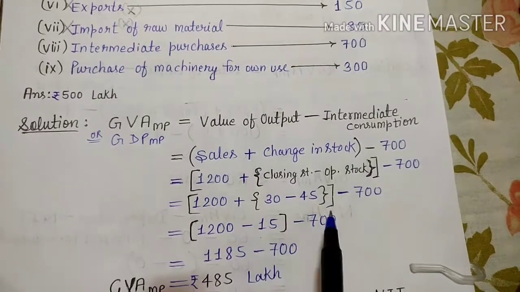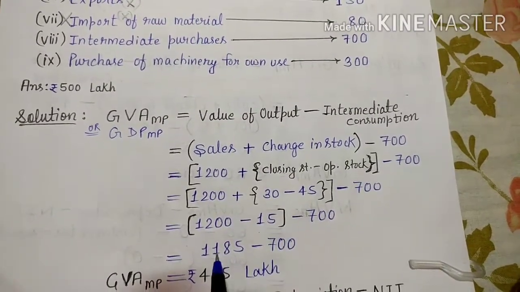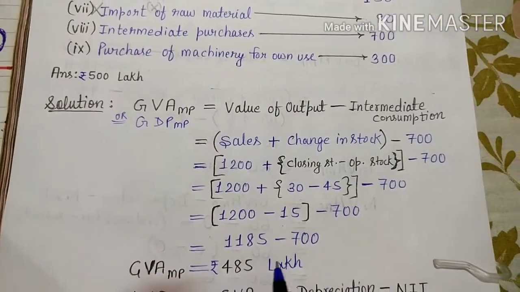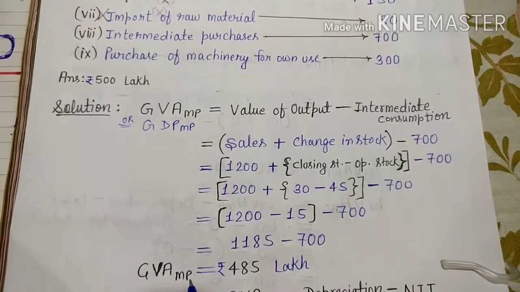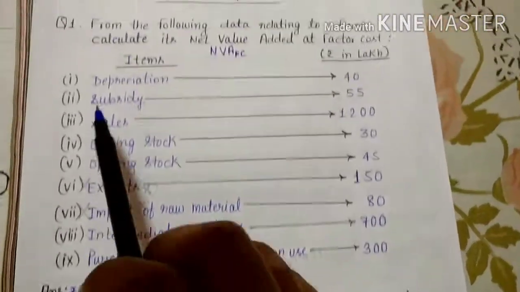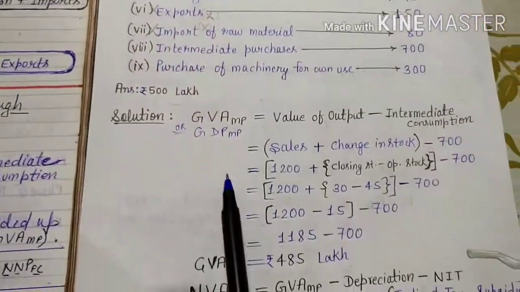So it comes minus 15, and outside, minus 700. Out of 1200, when we subtract 15, we get 1185, minus 700, we get rupees 485 lakh as our GVA at MP, or you can say GDP at MP, same thing. Now what is the question? The question was to calculate NVA at FC, and what we have found out is GDP at MP.